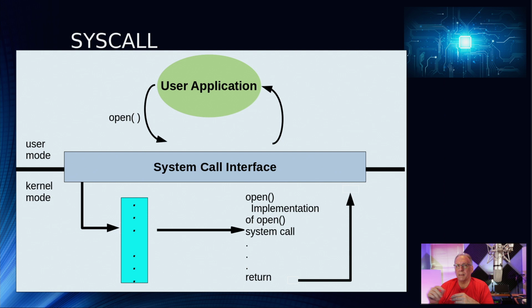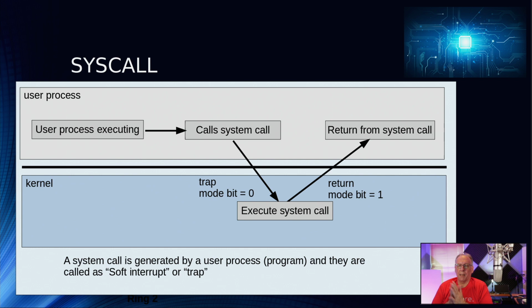The open then goes and does its stuff, and it returns its result back to the system call interface, which in turn sends it back to the application. A slightly different view of how the call triggers is that the user process makes the system call. The system call executes a trap. A trap is nothing more than a software interrupt. It's not a hardware interrupt. It's a software interrupt that says, "Hey, I got some data. Wake up."